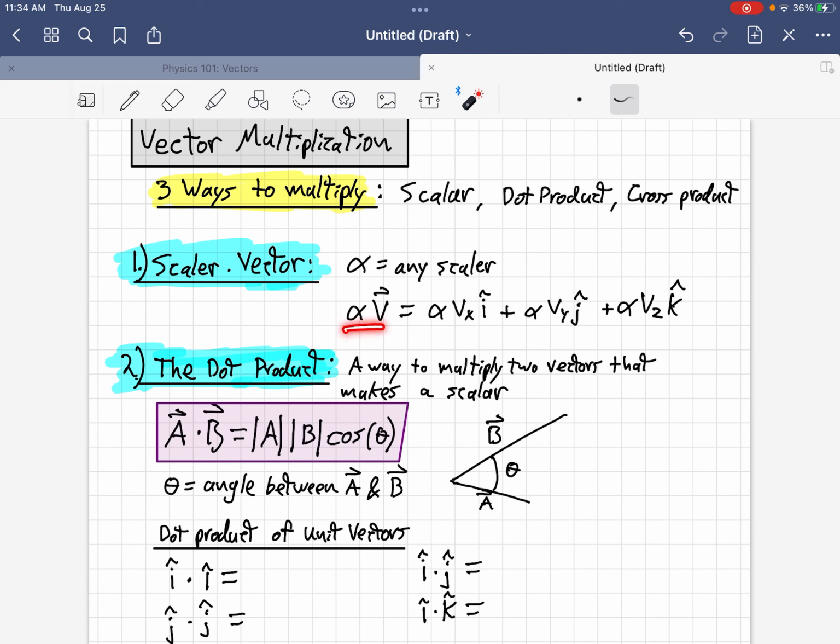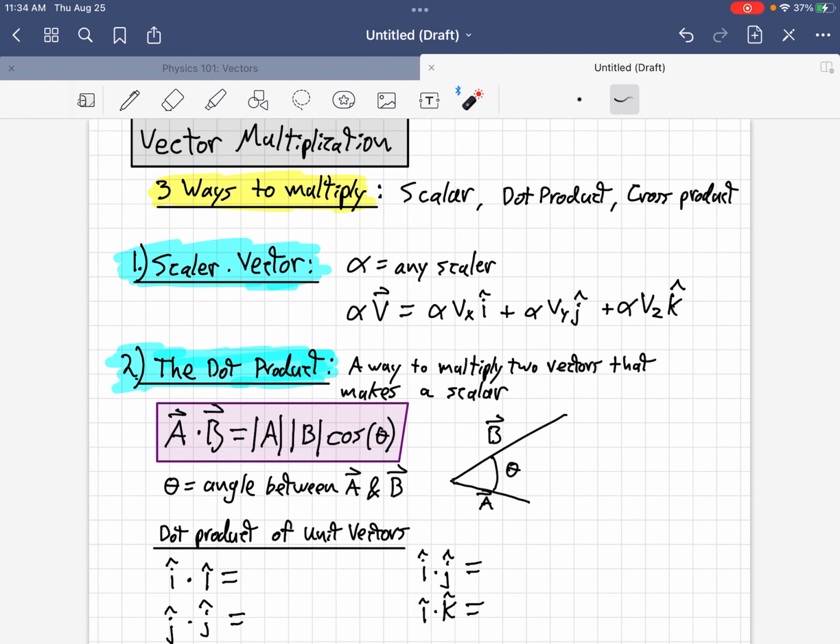So when you multiply a scalar times a vector, the scalar multiplies by each component. You get alpha times vx, alpha times vy, and alpha times vz. So this makes sense if you think about it.